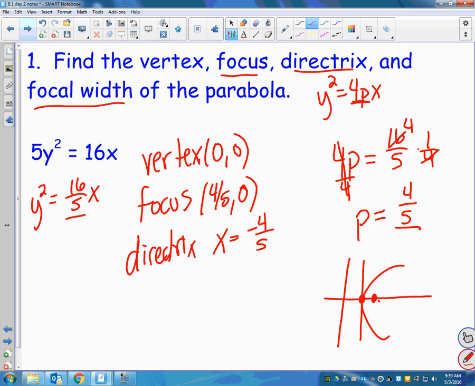And the focal width, that's going to be how far it is from here to here. That's how we're going to graph it in a minute to help us. It's just going to be 4p, which is already here, right? That's what 4p is. So the focal width is just 16/5. If it's in standard form, it's what's in front of the variable that's not raised to the power.